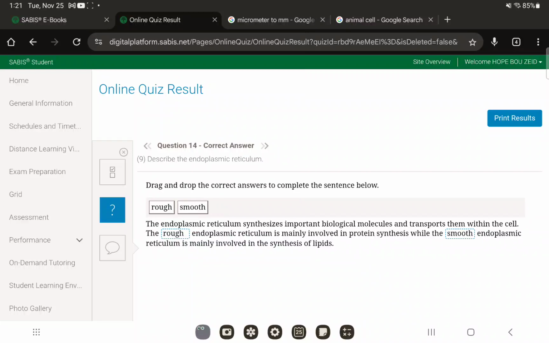The endoplasmic reticulum synthesizes important biological molecules and transports them within the cell. The rough endoplasmic reticulum is mainly involved in protein synthesis, while the smooth endoplasmic reticulum... Okay, so for this question, you just have to know that the rough endoplasmic reticulum synthesizes proteins, and the smooth endoplasmic reticulum synthesizes lipids.